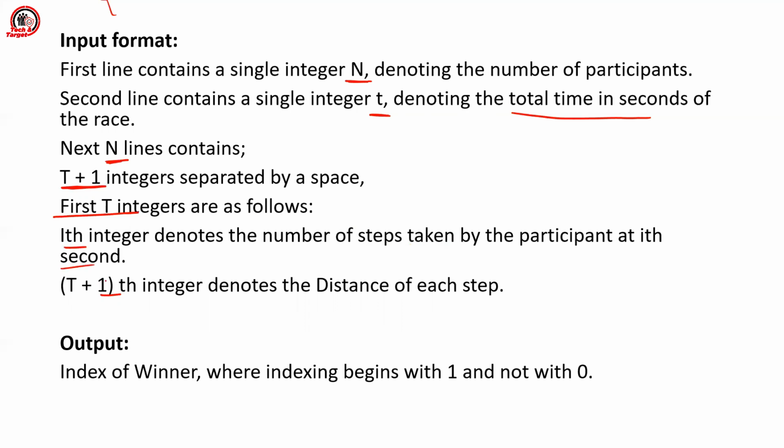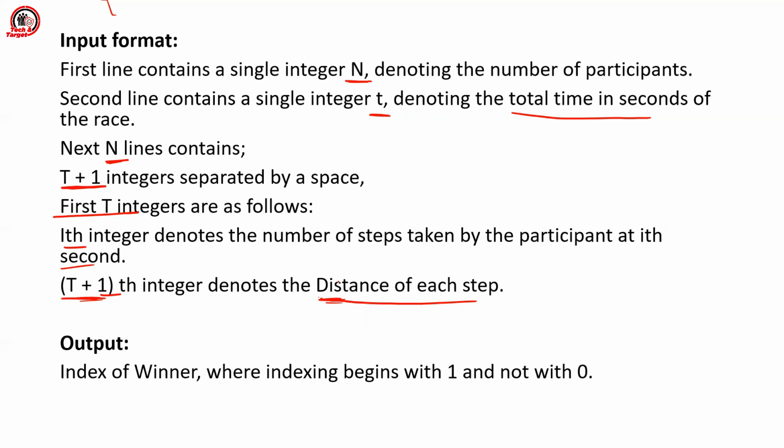After the t integers, there will be one more integer left. This t plus 1 integer denotes the distance of each step. We have said that there are t integers which are the number of steps, but we did not know the distance that each step was covering. To get that distance, we have to multiply each step count with the distance of each step, right?